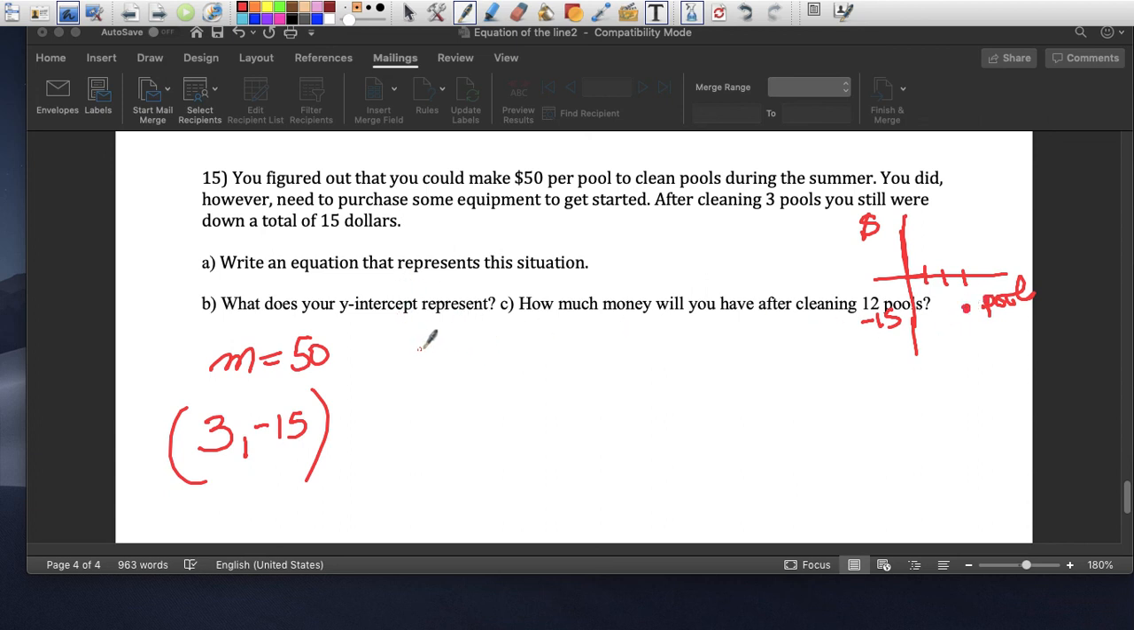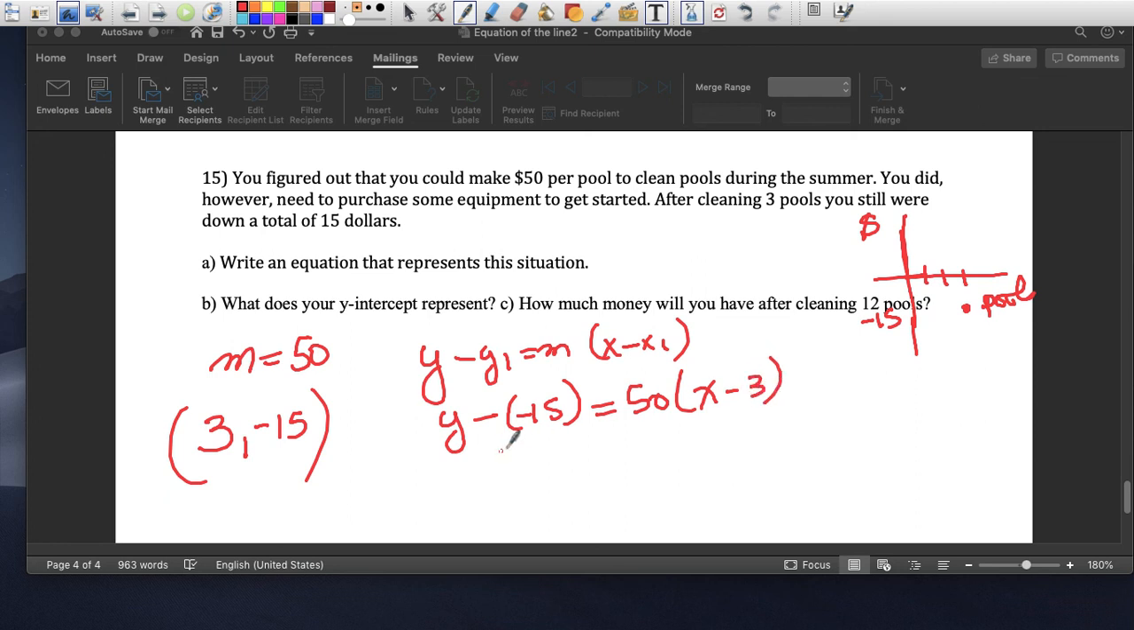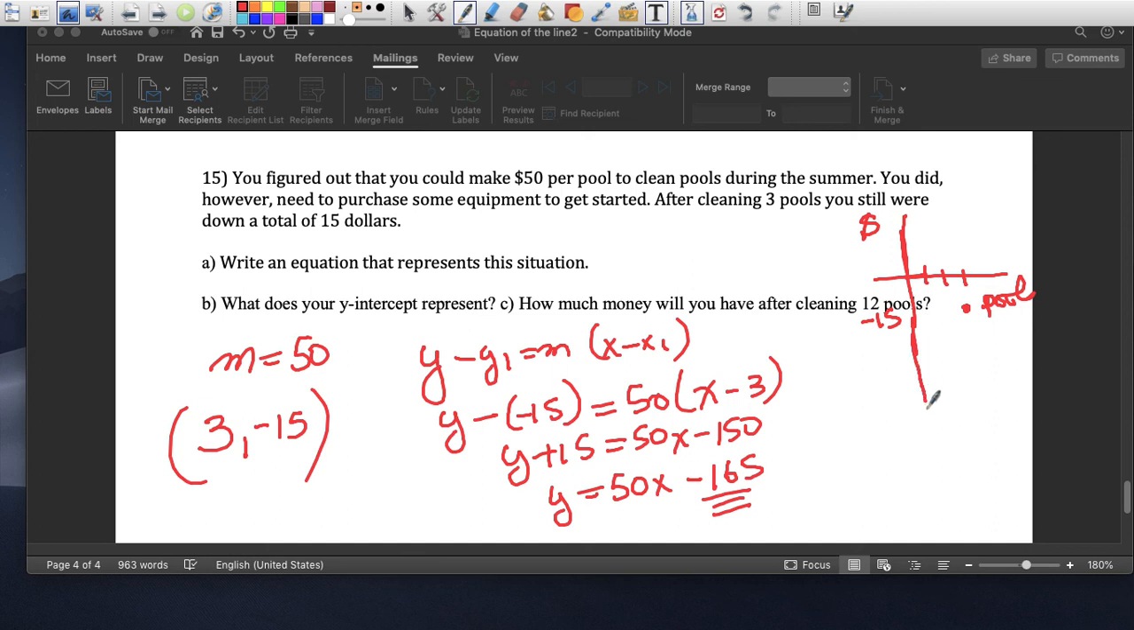So let's write an equation for this. y minus y1 equals m times x minus x1, and you'll see what I mean in a second. Y minus, and that's negative 15. Be careful when you substitute. M is 50, x minus 3. So we get y plus 15 equals 50x minus 150. Y equals, we have to throw 15 on that side, 50x minus 165. And that's what I was talking about. So your y-intercept is all the way down here at negative 165. So at 0 pools, you're down $165.